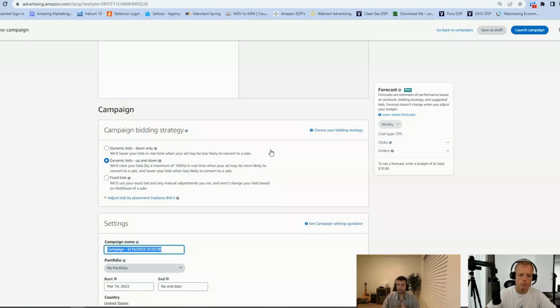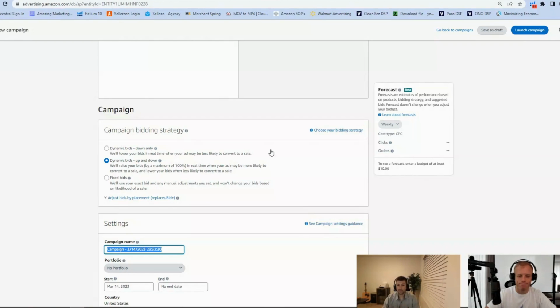The last one is called fixed bids. With fixed bids, you literally just put in the bid and Amazon says, this is your bid. Of course, they have the rule where if I bid $1 and the next closest competitor is still at 85 cents, my cost per click is only going to be 86 cents instead of 85, so 1 cent above the closest competitor. However, Amazon is not allowed to lessen your bid amount or raise it above any other parameters that you set. So dynamic bids down only, dynamic bids up and down, and fixed bids: those are the 3 different campaign bidding strategies that you're allowed to do.